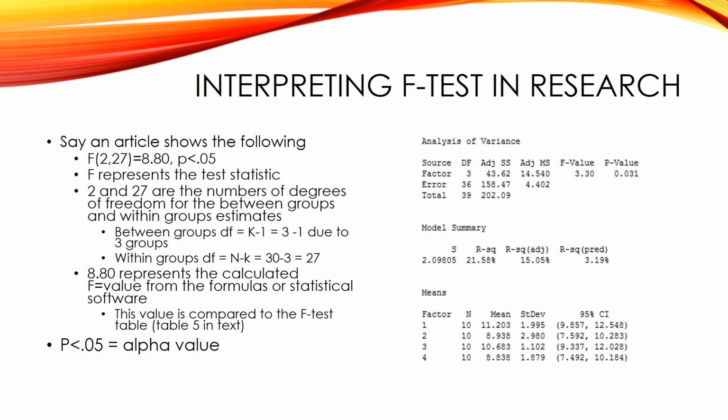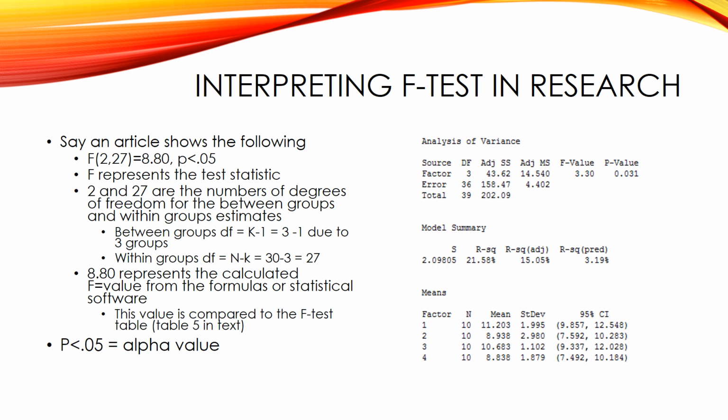So when you're interpreting the F test, when you get that printout, and when you actually write it out, what you'll see is F(2,27) = 8.8, and then a p-value of less than 0.05. F represents that it's the test statistic. 2 and 27 are the degrees of freedom for between groups and within groups.